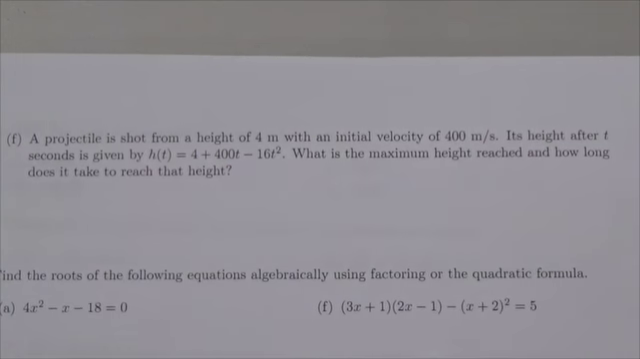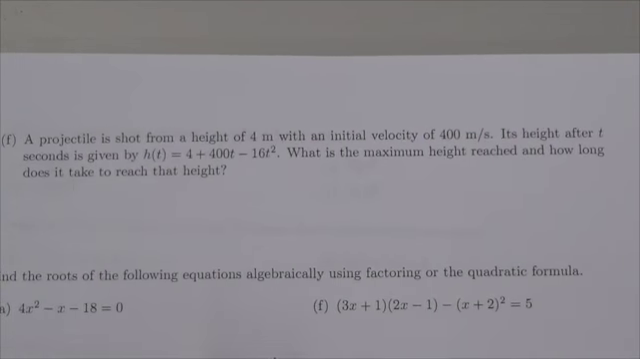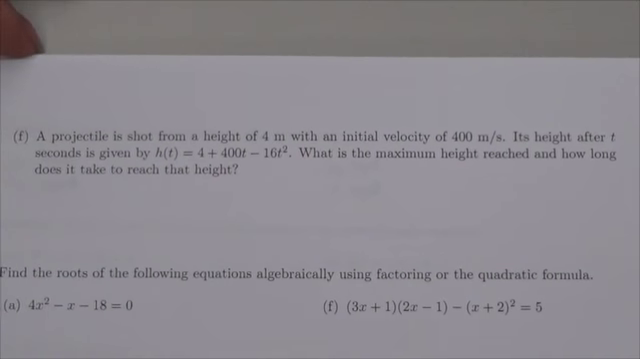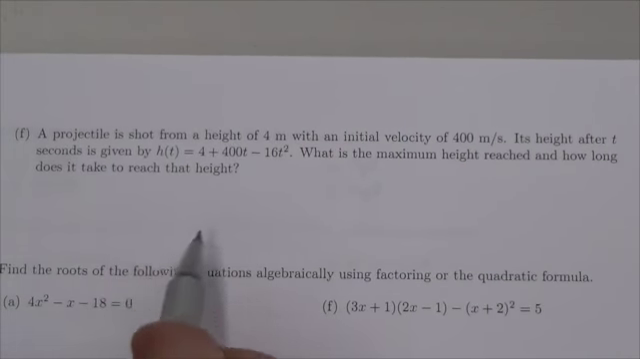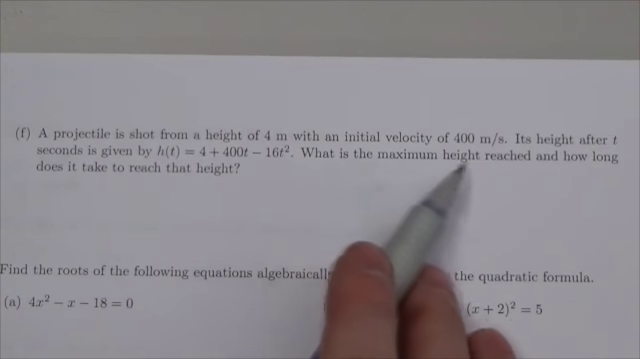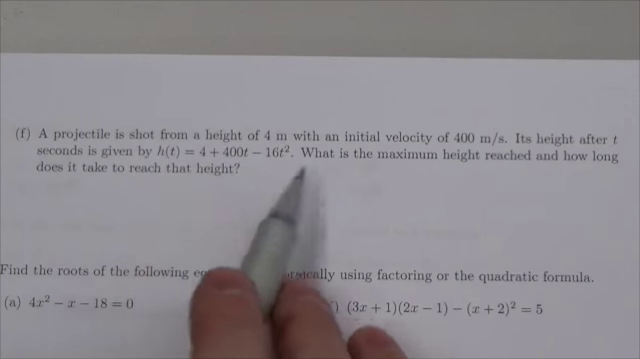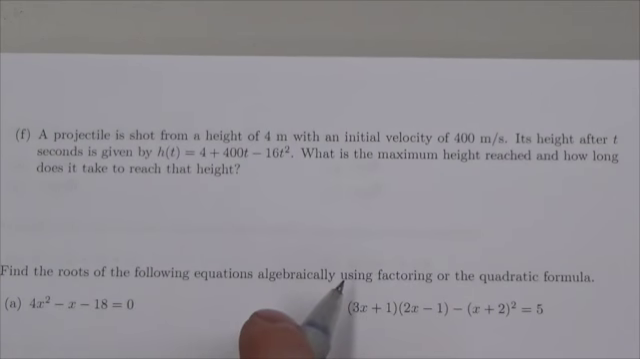Okay, hi everybody. We're working through the quadratic functions and equations review. This is question 20F, and it's a projectile question. A projectile is shot from a height of 4 meters with an initial velocity of 400 meters per second. Its height after t seconds is given by this function right here. What is the maximum height reached, and how long does it take to reach that height?